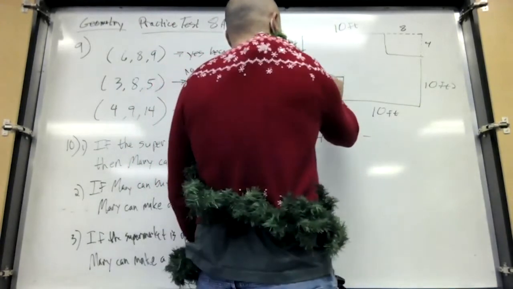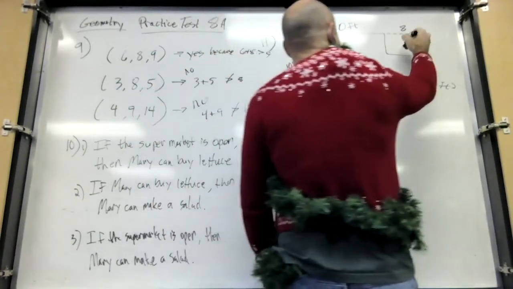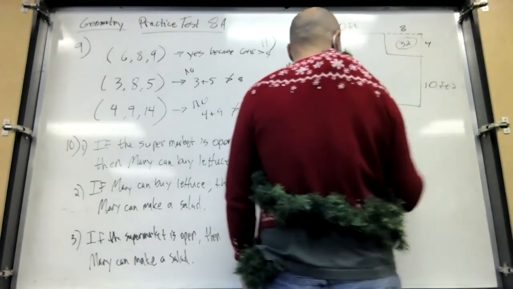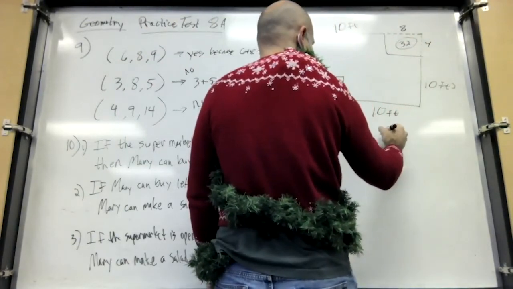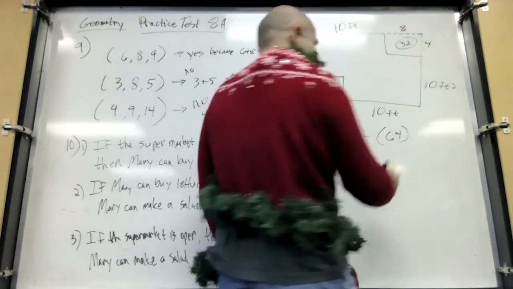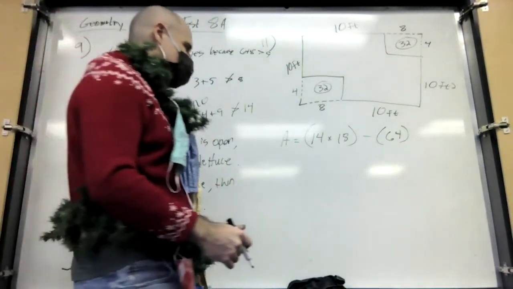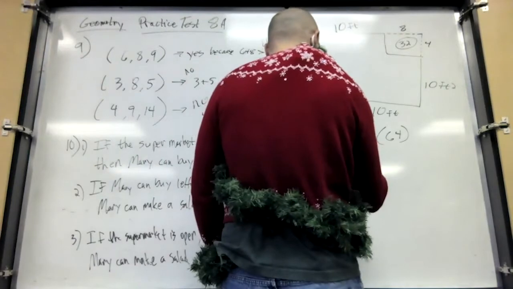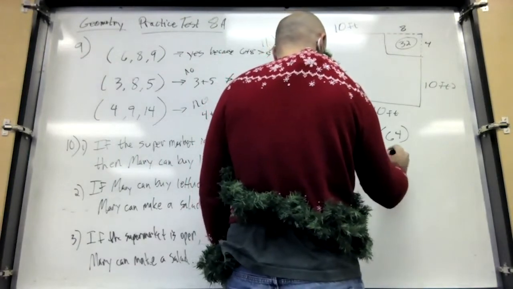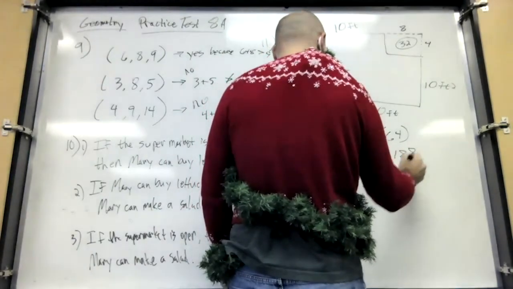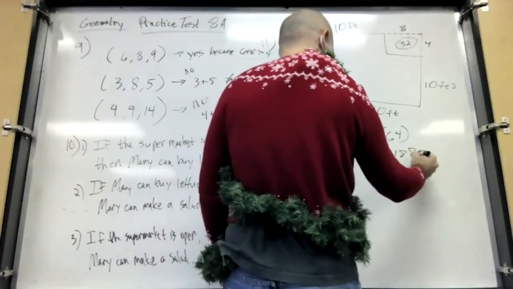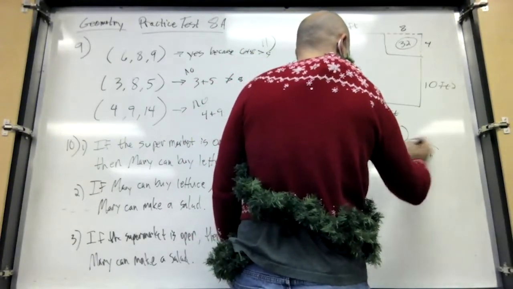Is it 188 feet squared? Let's see. So we're doing 252, and we're subtracting 64 total, right? Because those rectangles are 64. Yeah, it's 188. 252 minus 64 equals 188. Good job. Is that right? Got it right. So this is square feet.